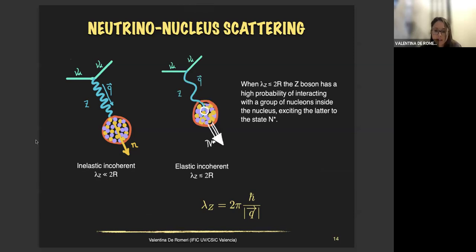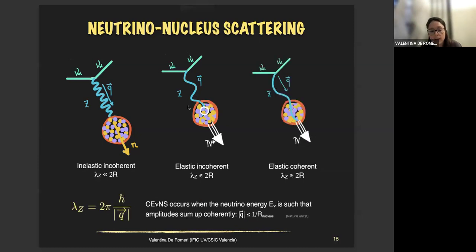When the wavelength is smaller but also comparable to the nuclear radius, then the Z boson would have a high probability of interacting with a group of nucleons. So we would be, let's say, in an intermediate regime. And finally, when the wavelength is larger than the nuclear radius, or said in other words, when the momentum transfer in the process is smaller than the inverse of the nuclear radius, then we are in the regime of CEvNS, which is the elastic coherent one.